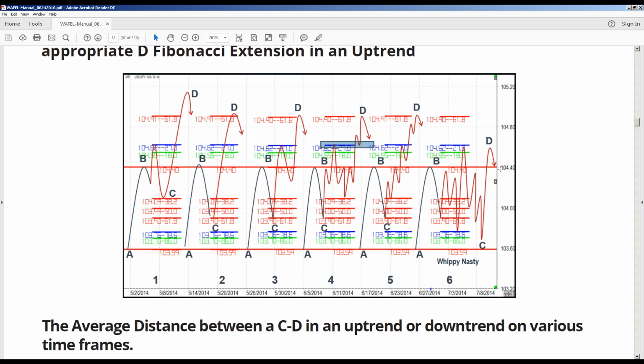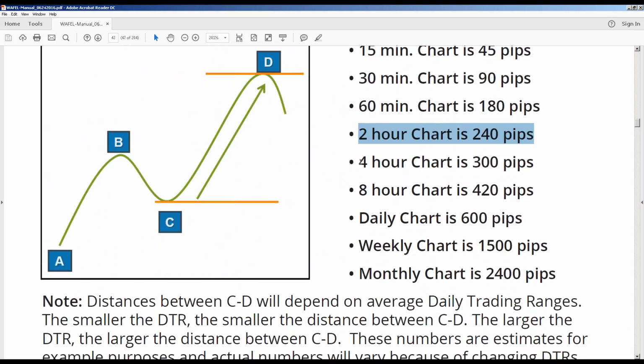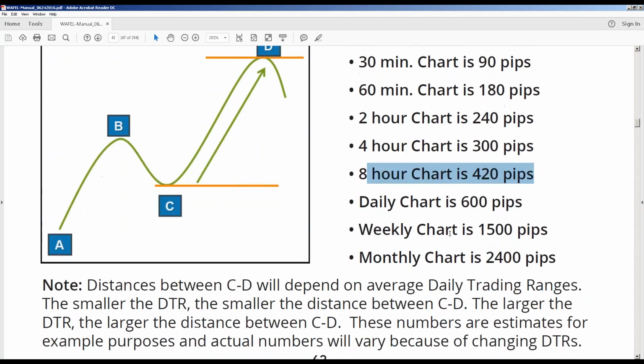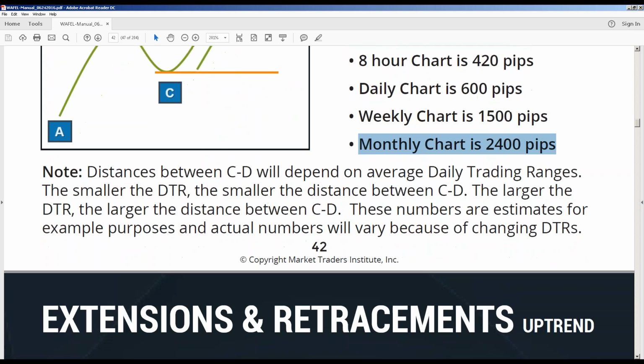Okay, now the average distance between a C to a D in an uptrend on a 15-minute chart is 45 pips. On a 30-minute chart it's 90 pips. On a 60-minute chart it's 180 pips. On a 2-hour chart it's 240 pips. On a 4-hour chart it's 300 pips. And on an 8-hour chart it's 420 pips. On a daily chart it's 600 pips. On a weekly chart 1,500 pips. And on a monthly chart it's 2,400 pips.